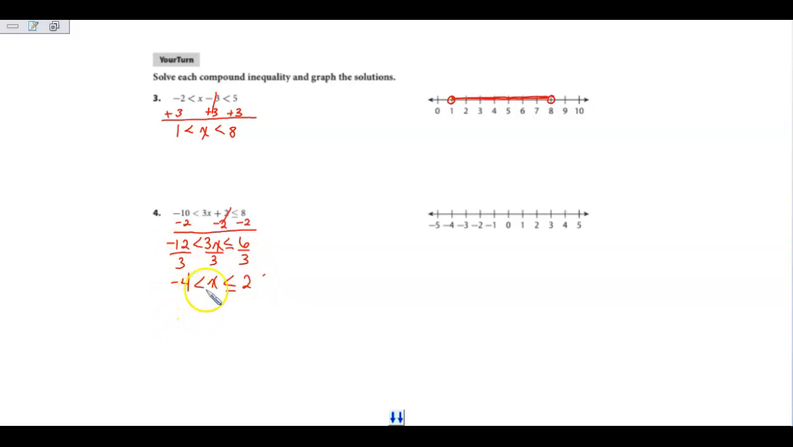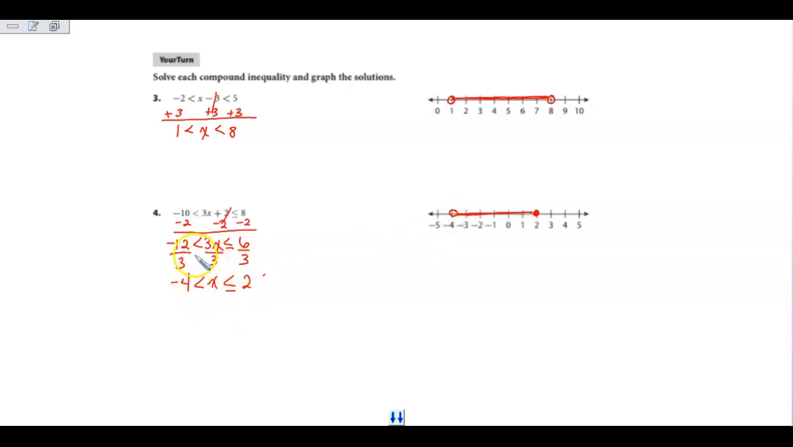So when I'm doing this one, my x is greater than -4. So it is open because it's greater than. And x is also less than or equal to 2 because it's or equal to. This is a solid circle. And then a line drawn between the 2.